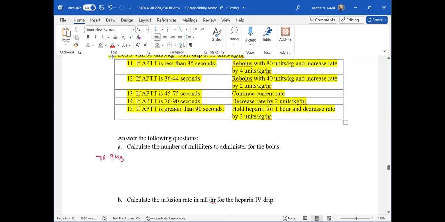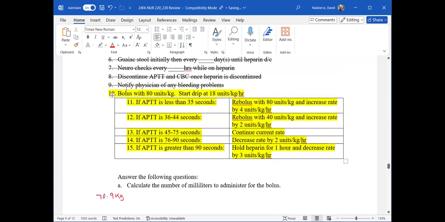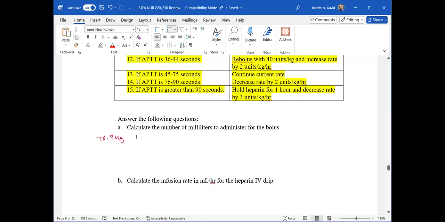The second thing is, what are we bolusing? Well, it tells me to bolus with 80 units per kilogram. So I'm now going to multiply the 70.9 by the 80 units per kilogram.